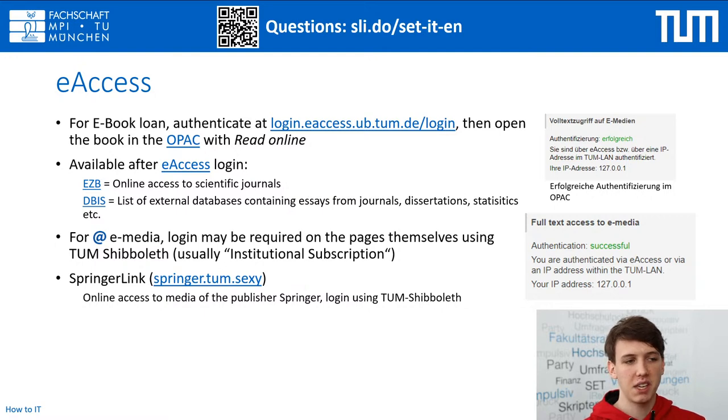Now, speaking about e-access, as I already mentioned, if you want to take out e-books, you can authenticate at login e-access.ub.tum.de. And then simply go into the OPAC and go to a book, and you should be able to see a button that reads Read Online. Then you have direct access to the ebook.